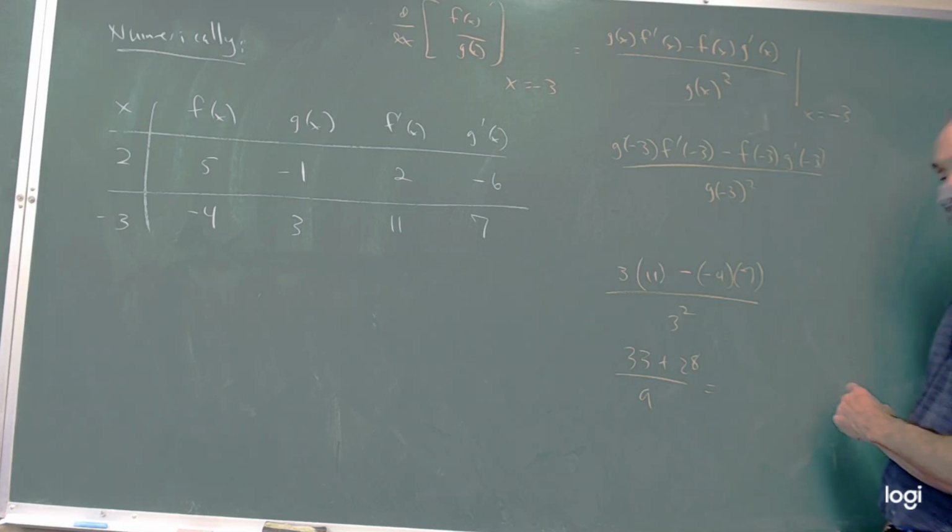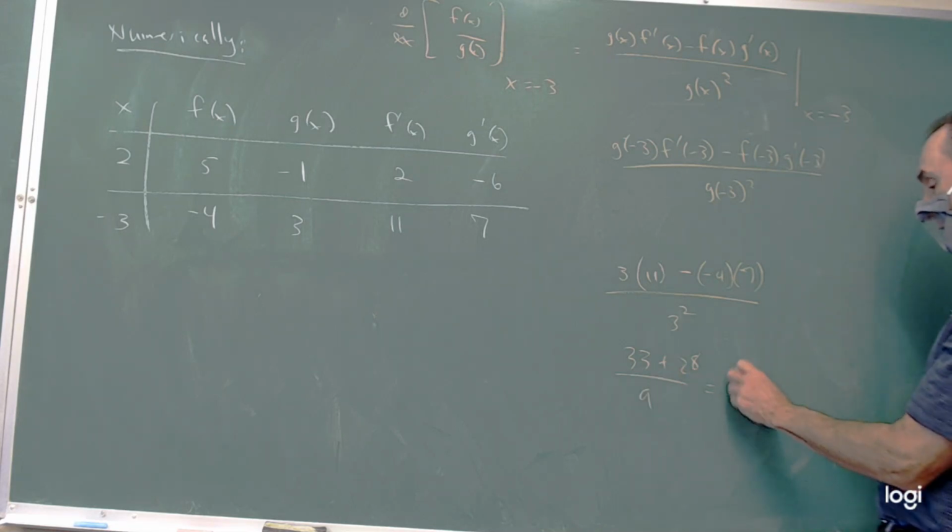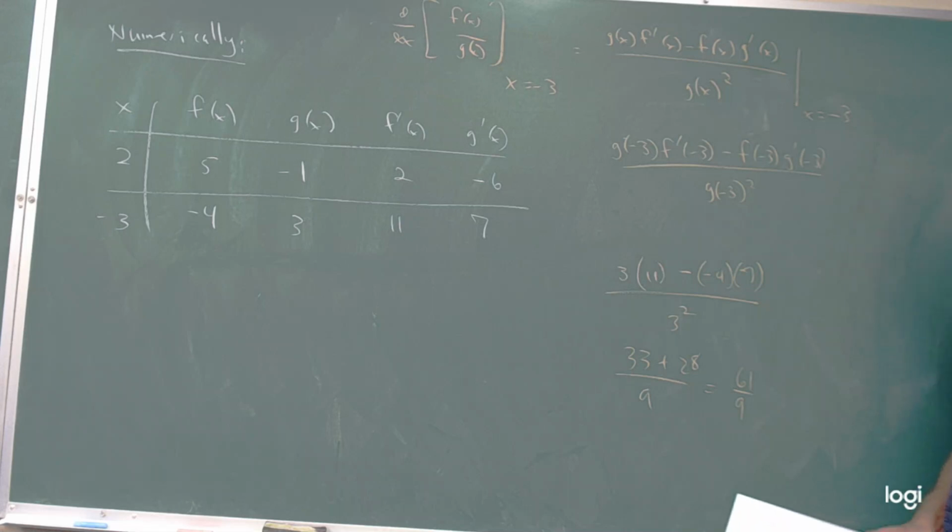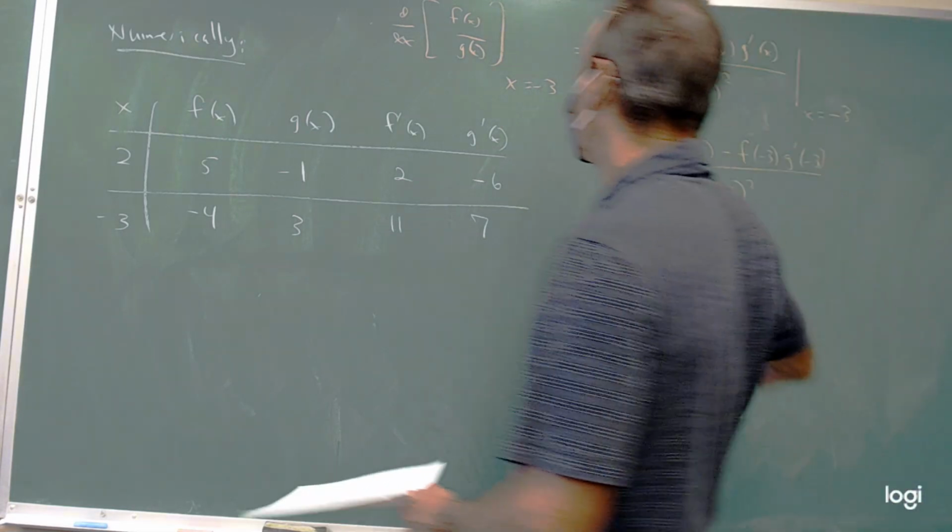I got 61 ninths, and I don't think that reduces. You okay with that? Did I go too fast? Oh, I got it. All right, we all right with that? Okay, I'm going to try you in 2 minutes here or less.